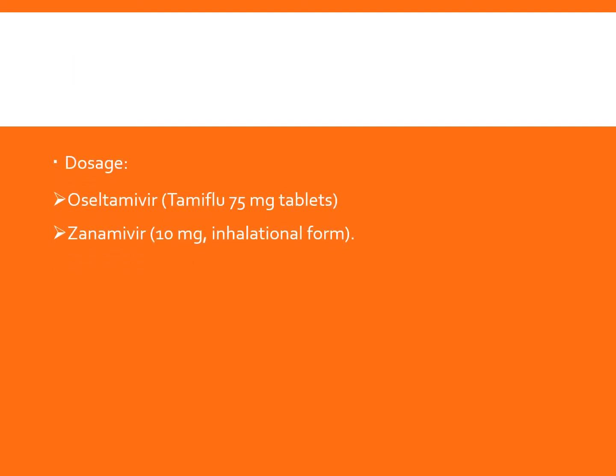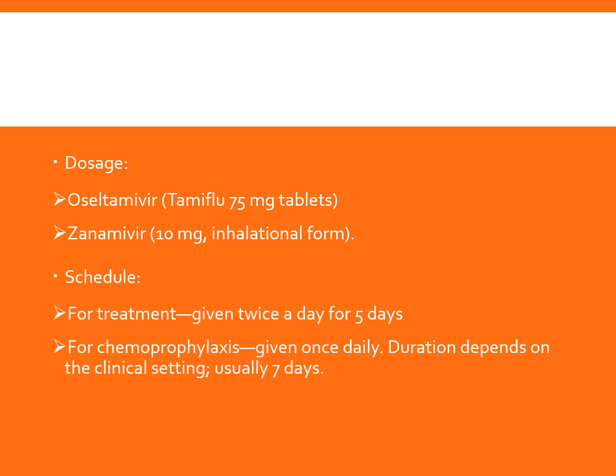What is the dose for oseltamivir? Tamiflu is the brand name, and by this brand name it comes as a 75 mg tablet. Zanamivir is 10 mg in inhalation form. The schedule is twice a day for 5 days. For chemoprophylaxis, it is given once daily, and the duration depends upon the clinical setting, usually 7 days.